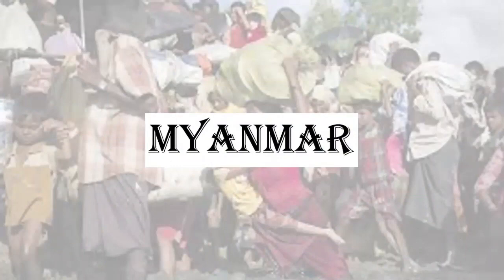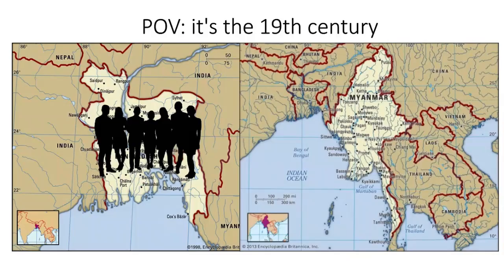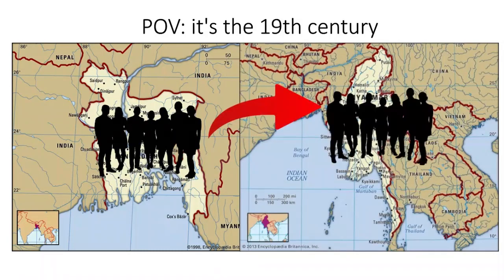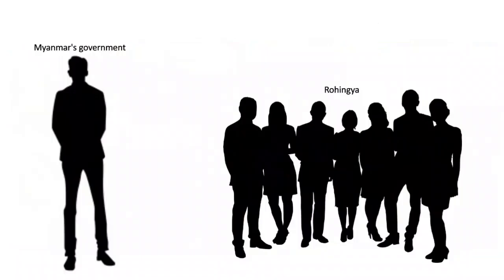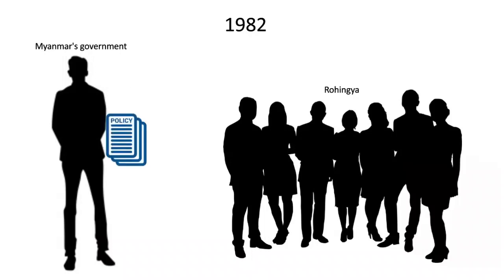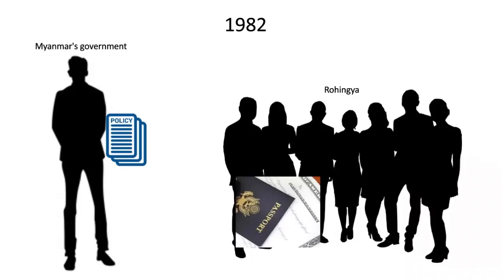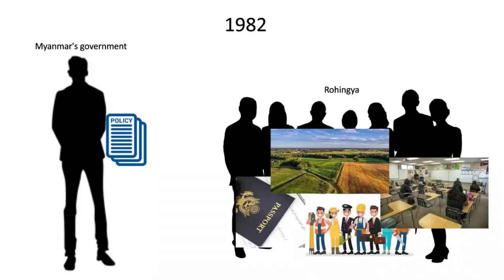So, next, Myanmar. Like the Jewish during World War II, the victims of this example were the Rohingya. During the 19th century, the Rohingya moved from Bangladesh to Myanmar. And basically, during the 19th century, both of these countries had been British colonies. Because of that, Myanmar's government basically said, you're here illegally, and they didn't want them there. So in 1982, Myanmar's government launched a policy that basically prevented the Rohingya from having citizenship, land, jobs, and education.